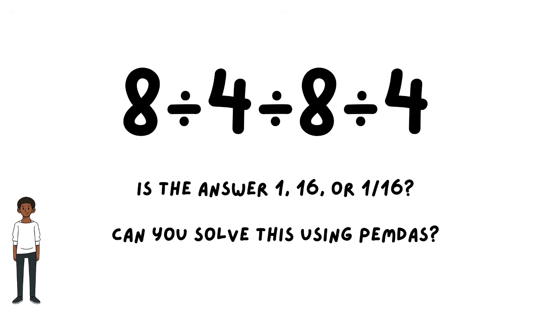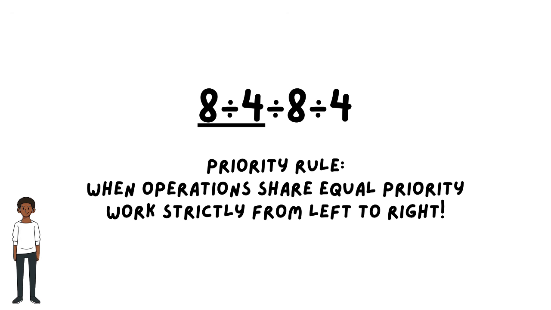Let's break it down step by step. According to the order of operations, when an expression is made up entirely of division, operations share the same level of priority. That means we do not group terms arbitrarily. We must calculate strictly from left to right. Our first operation is the leftmost pair, 8 divided by 4.